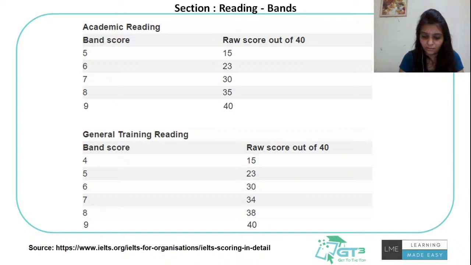Now we can move further. Yes, Shivakumar, do you have any question related to this? Okay, Shiv Kumar, do you have any queries?